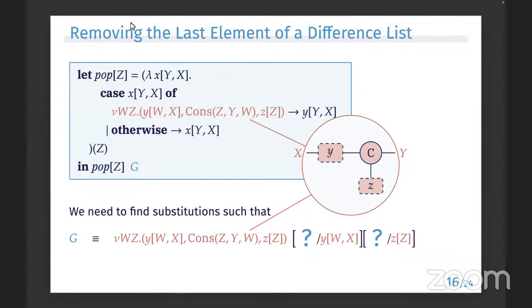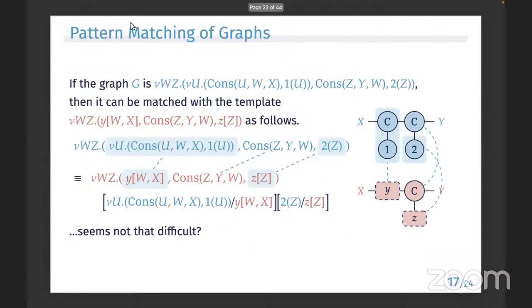In order to run this program, we have to pattern match the template. This will find a substitution. If the graph is point 1 and point 2, then it can be matched as follows. You can match 1 with y, point with y, point with point, and 2 is z. It's not that difficult for now.